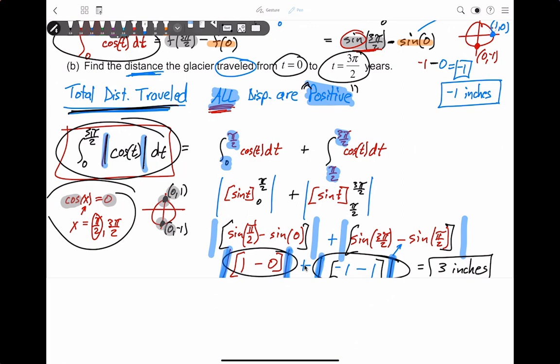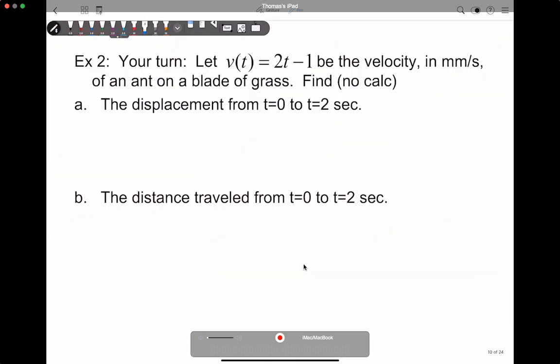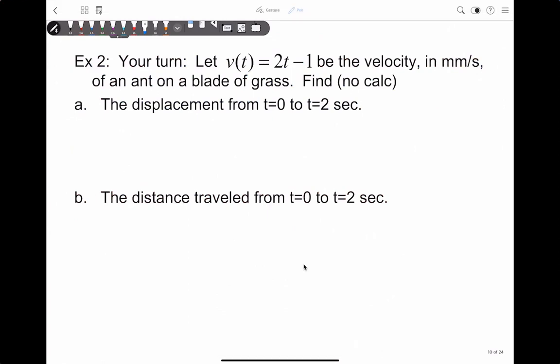Our next example says: let v of t equal 2t minus 1 be the velocity, and this is in millimeters per second, of an ant on a blade of grass. So find, no calc, so we're going to find without a calculator, the displacement that we have between 0 and 2.